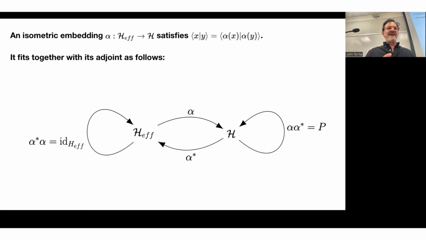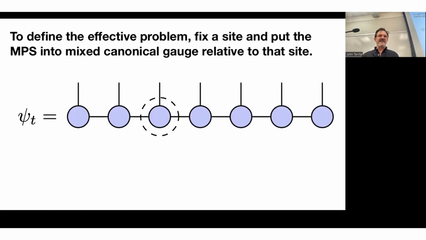So that's the thing to keep in mind. The point is, when you have one of these embeddings alpha, it's easy to do orthogonal projection on the subspace which is the image of the effective space, just by applying alpha alpha star. So there's a formula. Okay, so how do I define the effective problem?